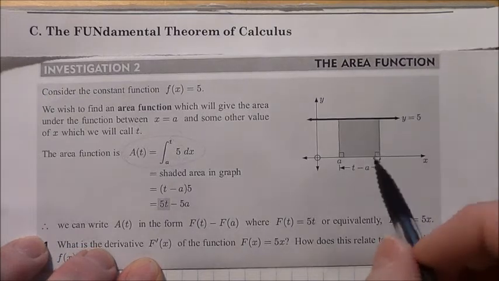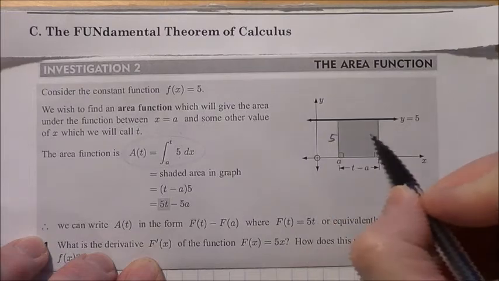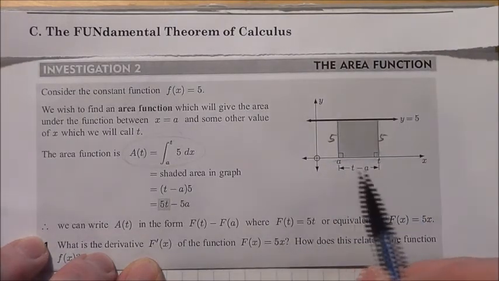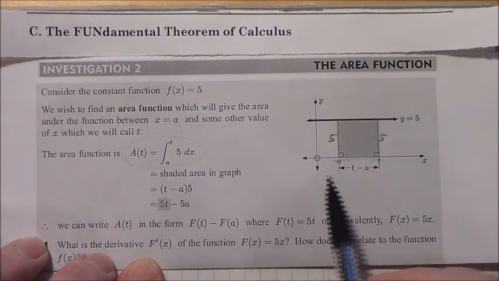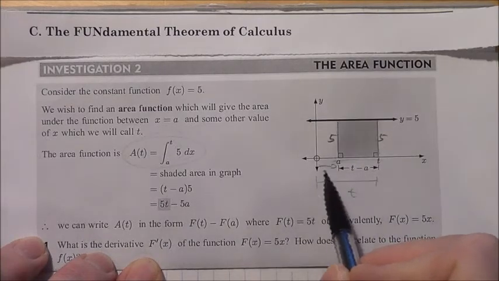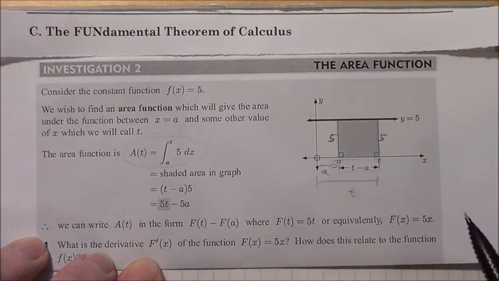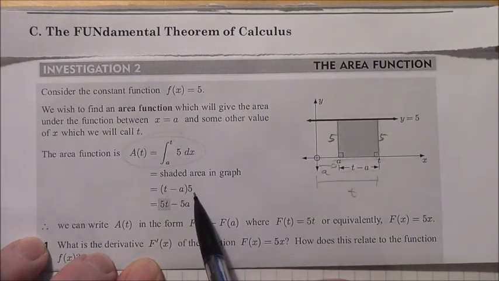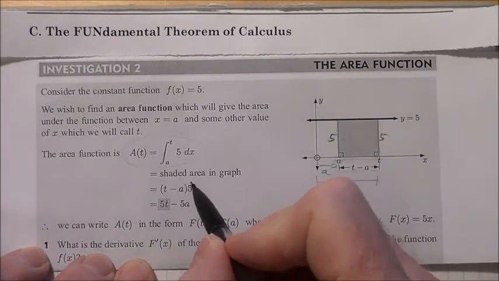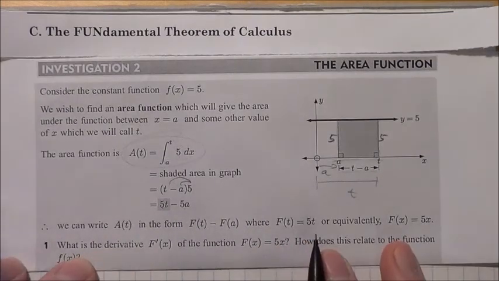And if we look at this, we notice that the height all the way along here is 5. And the length, or the width of this, is t minus a. So this whole distance here, of course, is t, and this distance here is a. Therefore, the difference between them, so the length of this rectangle, is t minus a. So we get t minus a times 5, which is just length times width, or base times height, whatever. And then if we expand this 5 in, we get 5t minus 5a.